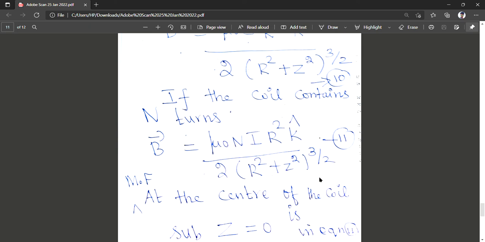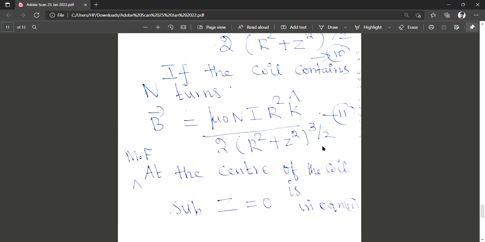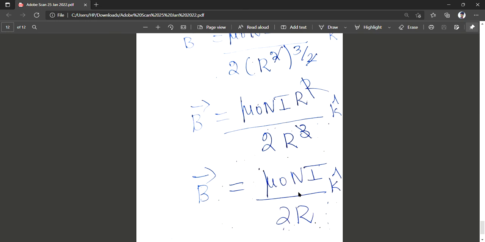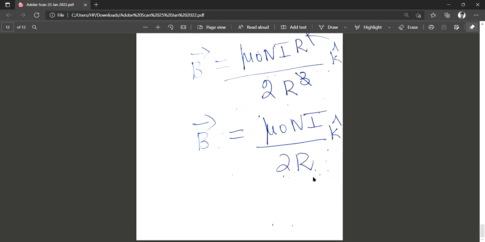At the center of the coil, now you have to find out the magnetic field at the point P. At the center of the coil, Z equal to 0. Substitute Z value equal to 0 in the above equation, the 11th equation. So Z gets cancelled. R square into 3/2 becomes R cube. In the numerator there is R square and below there is R cube, so one R square cancels, and in the denominator only R remains. So mu naught I by 2R k cap is the value of the magnetic field at the point P.